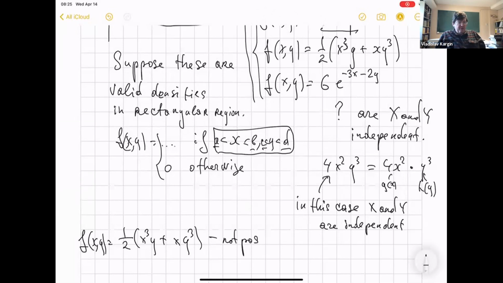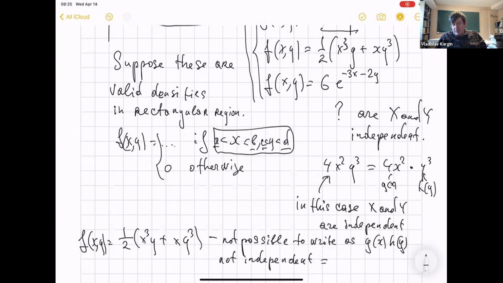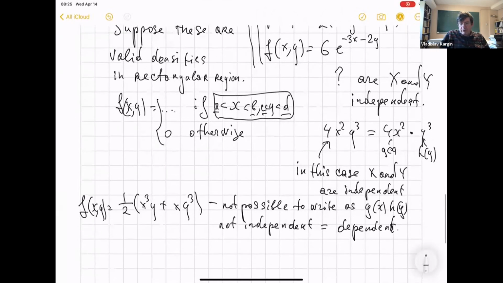And from observation, you see, well, it's unlikely that I can write it down as a product of two functions, one of them a function of x and another a function of y. Not possible to write as g of x multiplied by h of y. So not independent, which means that it's the same as dependent. Dependent, it's just the same thing. And now what about the next one?